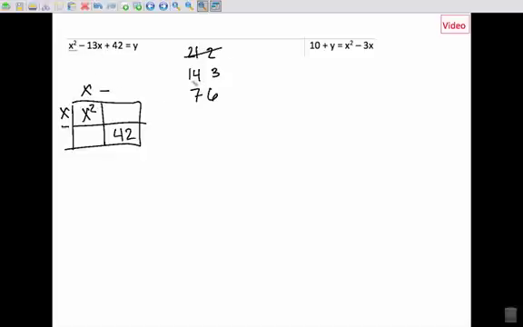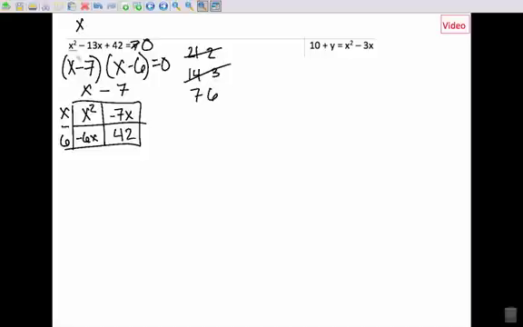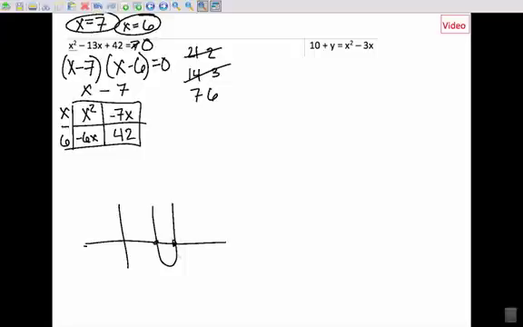21 and 2 don't do it. 14 and 3 don't do it. 7 and 6 would. So a negative 7 and a negative 6 would give me a negative 6x, a negative 7x, and that would add to a negative 13x. So my factors here would be x minus 7 and x minus 6 equals 0. Okay, so my zeros would then be what makes this 0, 7. What makes this 0, 6. Those would be my zeros. That's where my parabola would hit. So this is going to be a really skinny parabola at 7 and 6. Okay, let's do one more.